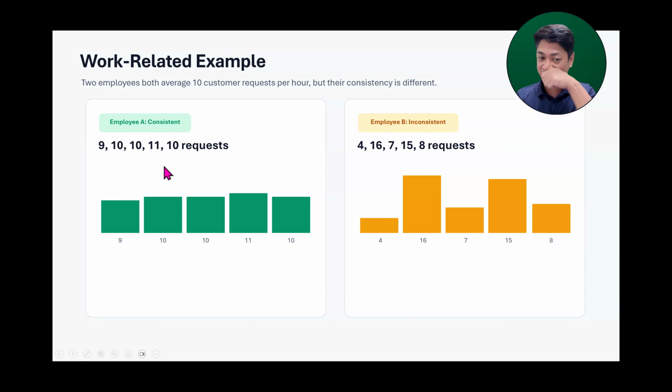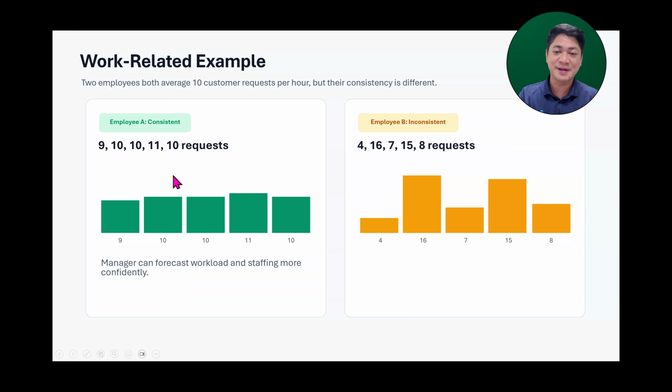If you add these numbers up, you will get the same average. Now, the idea here is that on the left side, though it shares the same average as the second employee, in application, in work, the manager can forecast workload and staffing more confidently because the requests are consistent throughout the hours. On the other hand, for the second employee, some hours may create a backlog or long customer waiting time.